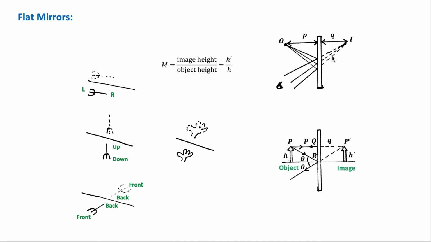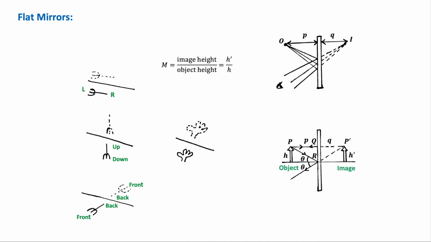If we draw dashed lines as extensions of these reflected diverging rays, all the dashed lines will meet at the point I, right? So to a viewer here, the diverging rays appear to be coming from the point I, behind the mirror. So point I is the image of the object O. This is a general way of locating an image, which is by extending diverging rays to the point where they meet and intersect each other. The distance q behind the mirror represents the position of the image, and so q is known as the image distance.